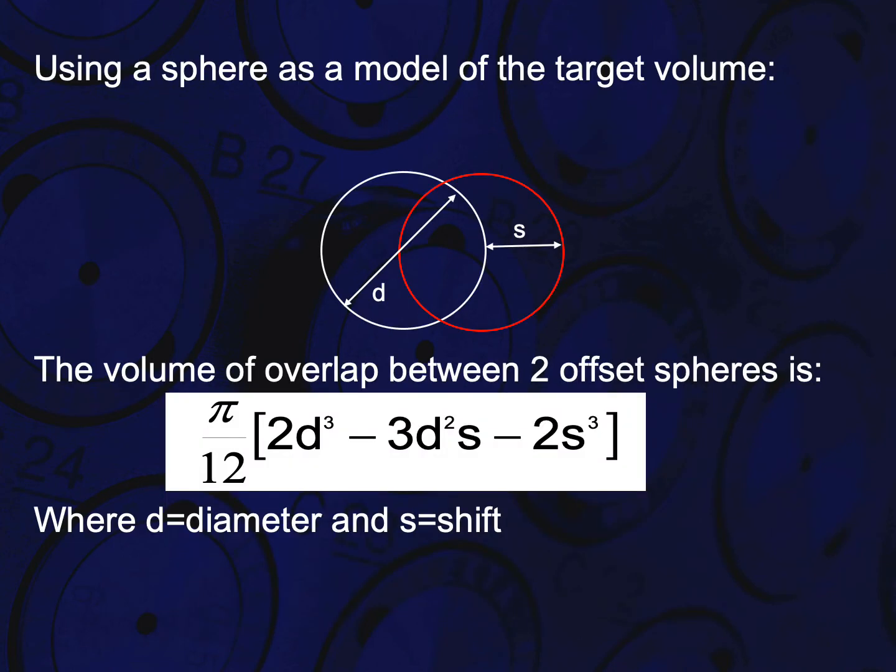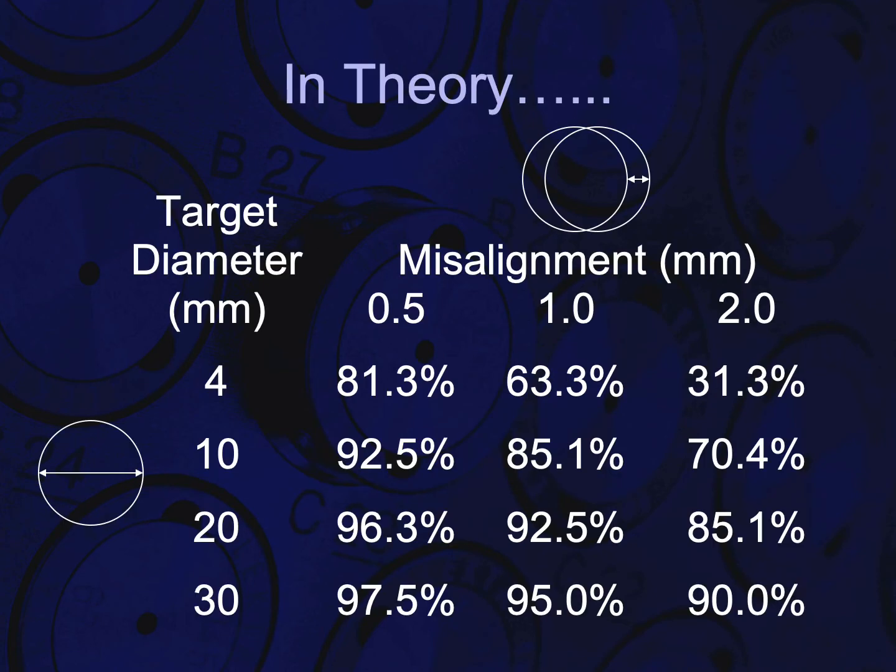And we can work this out mathematically using two volumes. The volume of overlap between two offset spheres is this equation here. But we can then apply that equation for a number of different volumes that we might typically treat with radiosurgery. So you can see in this table here, we have the target diameter in millimeters versus misalignment. If you look at the bottom line, for a 30 millimeter diameter target, for a misalignment of 0.5, 1 or 2 millimeters, you still get at least 90% coverage.